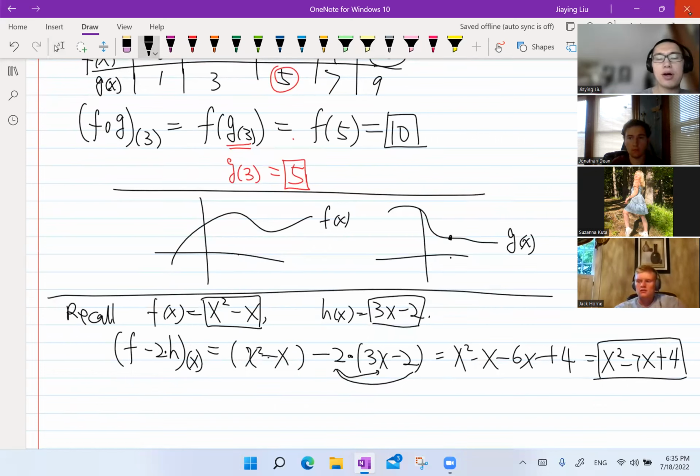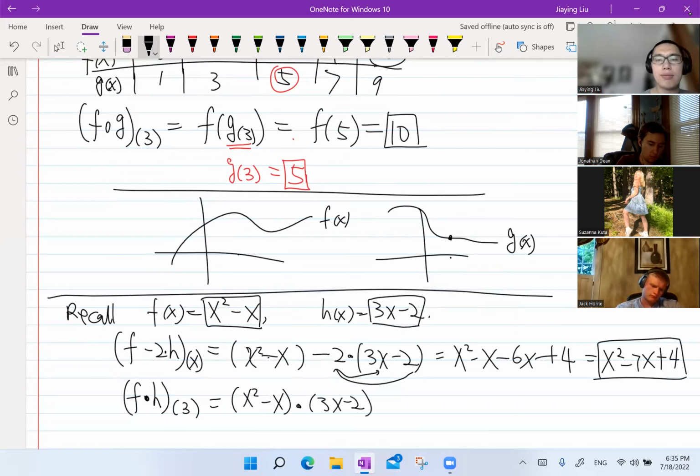Okay. Another problem related to this could be multiplication. For example, they might say, find f times h of x, or even change the problem, f times h of 3. What that means is that we need to find the product first, and then we're going to put 3 in there. So that's going to be x squared minus x times 3x minus 2. But then we're going to evaluate this expression at x equals 3.